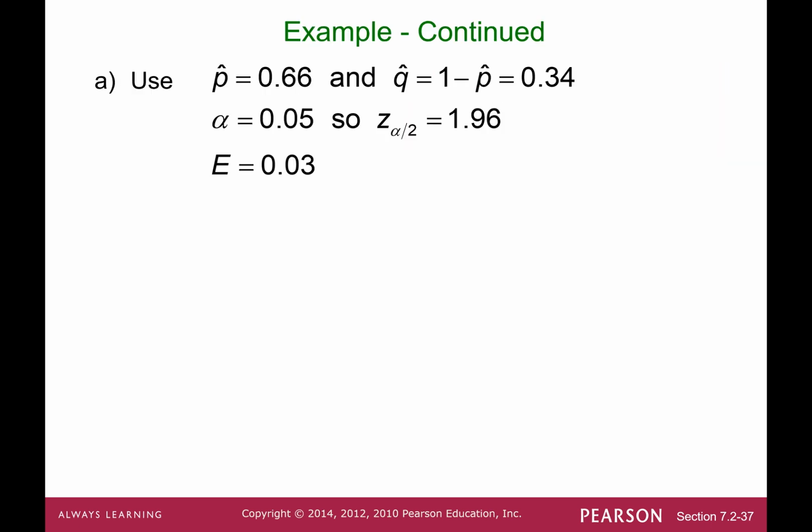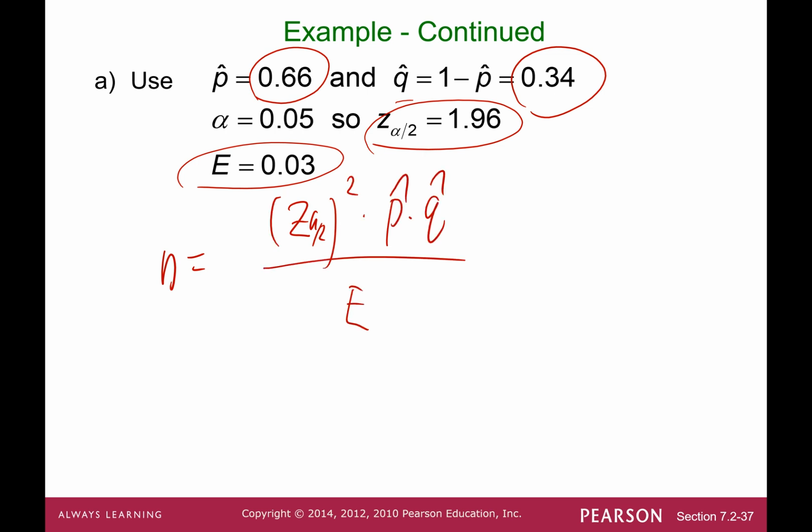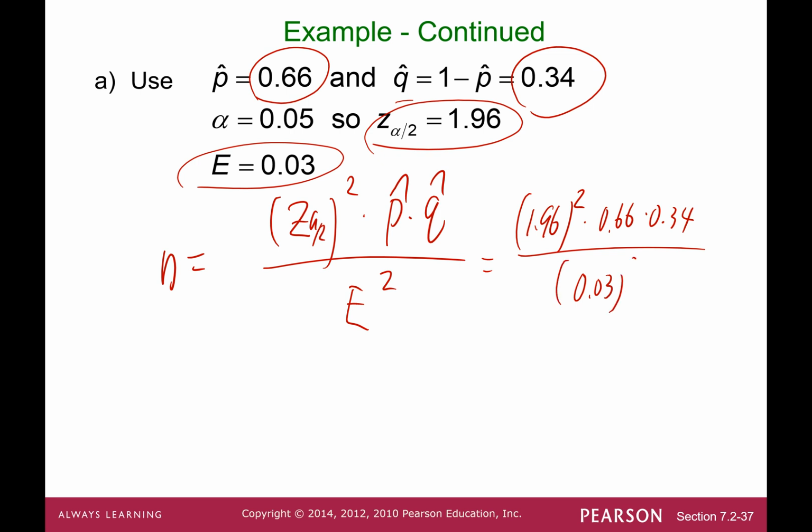Let's work on part A. p hat, as we just calculated, is 0.66. q hat is the complement, 0.34. Alpha equals 0.05, and the critical z-score is 1.96. The margin of error equals 3 percentage points, which is 0.03. So sample size equals critical z-score squared times p hat times q hat over margin of error squared. That is 1.96 squared times 0.66 times 0.34 over 0.03 squared. Let me get an exact value first, and then we round up to the next whole number.